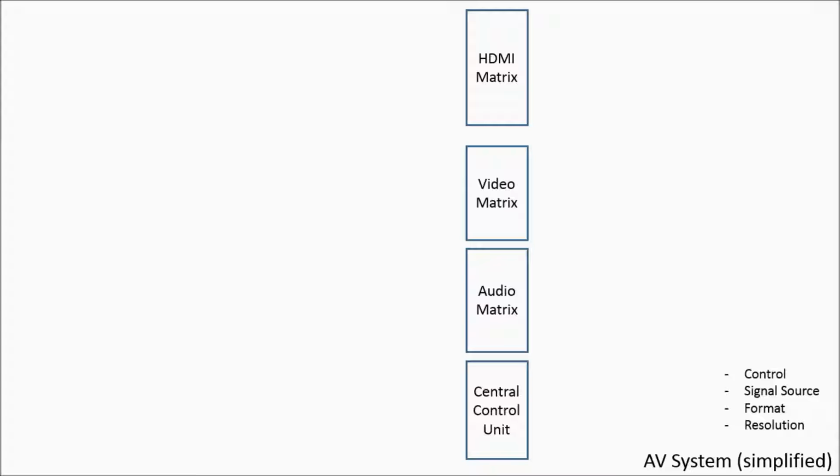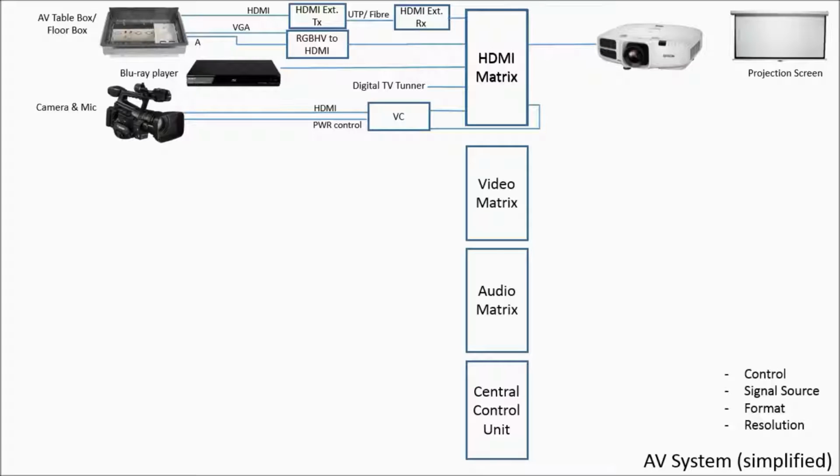HDMI is a proprietary signal that incorporates audio and video together. The signal source for the HDMI signal could be from the AV table box or set-top box, Blu-ray player, digital TV tuner, camera, microphone, or video conference. The maximum length for an HDMI signal to travel actually depends on the power of the equipment, but typically it can travel up to 50 feet only.